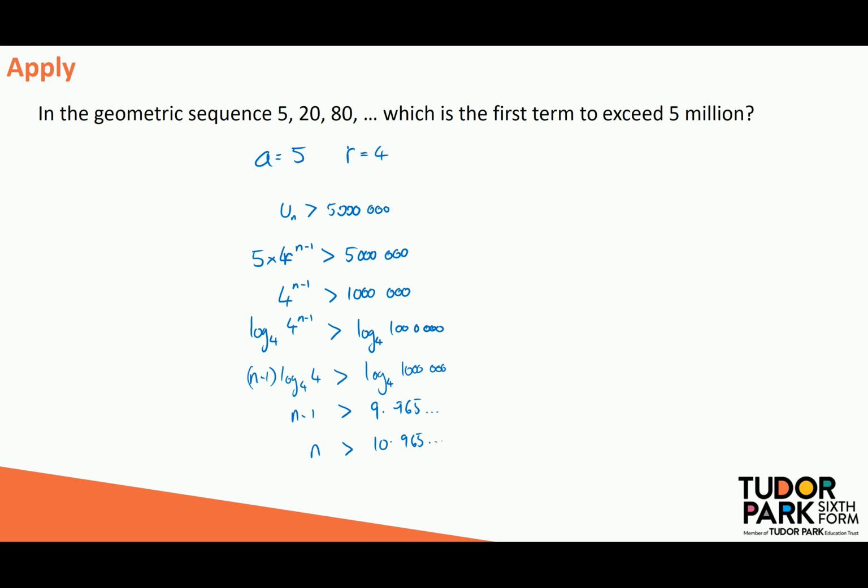Now again, n is a natural number here. It has to have an integer value. So it needs to be greater than this, because it would take the value of 5 million if n were to be exactly 10.96 whatever. So the first one to exceed 5 million is going to be when n is equal to 11.